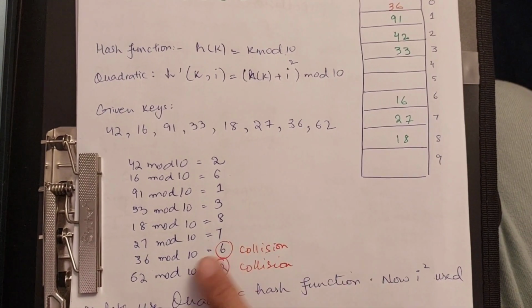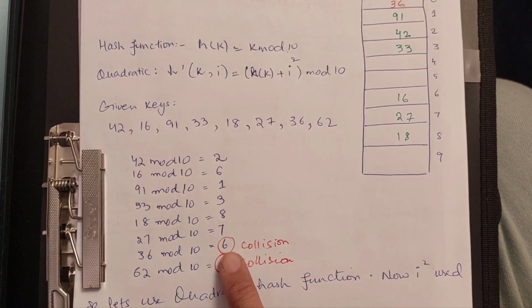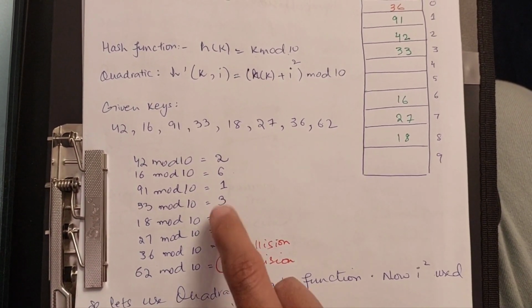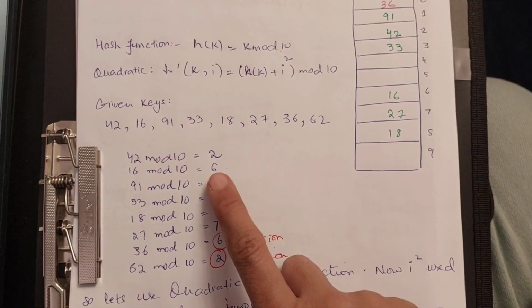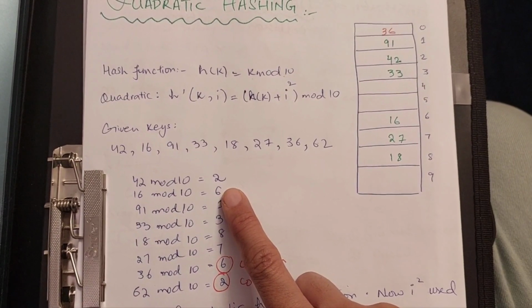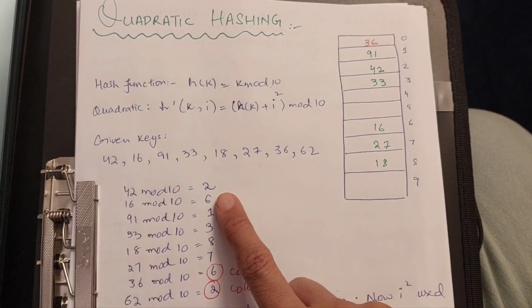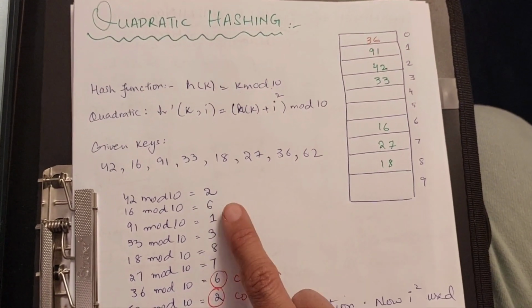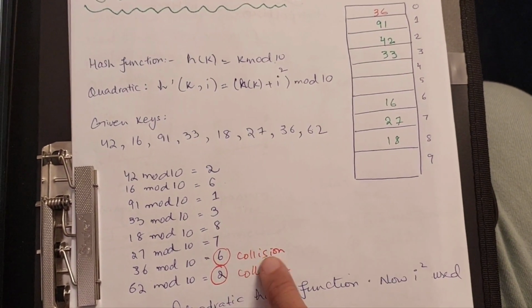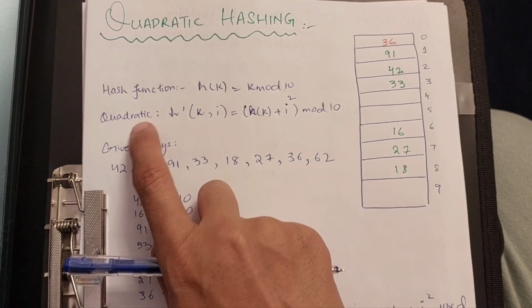But what should we do for 36 and 62? Because 36 also wants to be stored at 6, and we already have data at location 6. So one option was to make a linked list, which we studied in my previous lecture. But right now we do not want to make a linked list. So what do we want? We want to resolve this collision with the help of a function called the quadratic hash function.